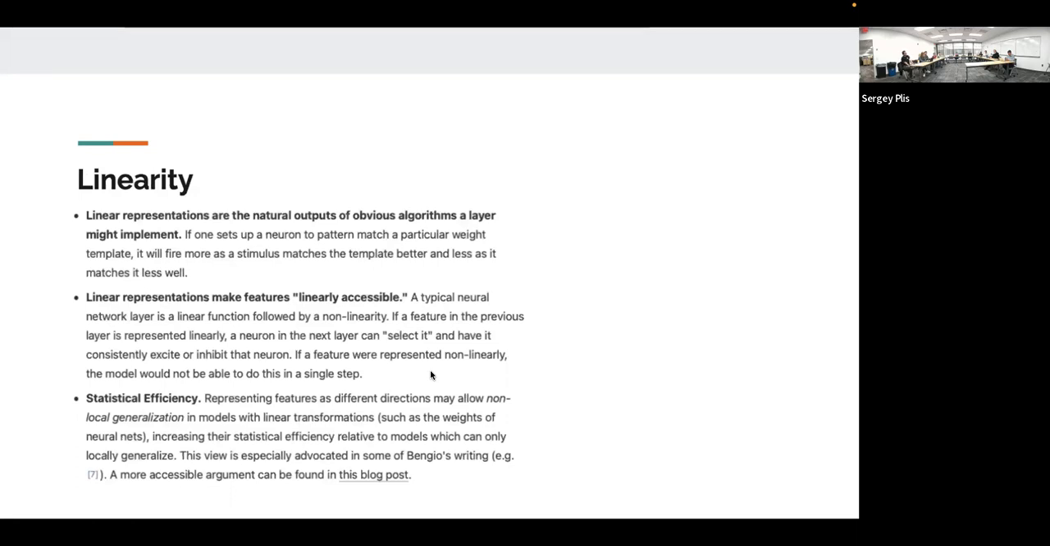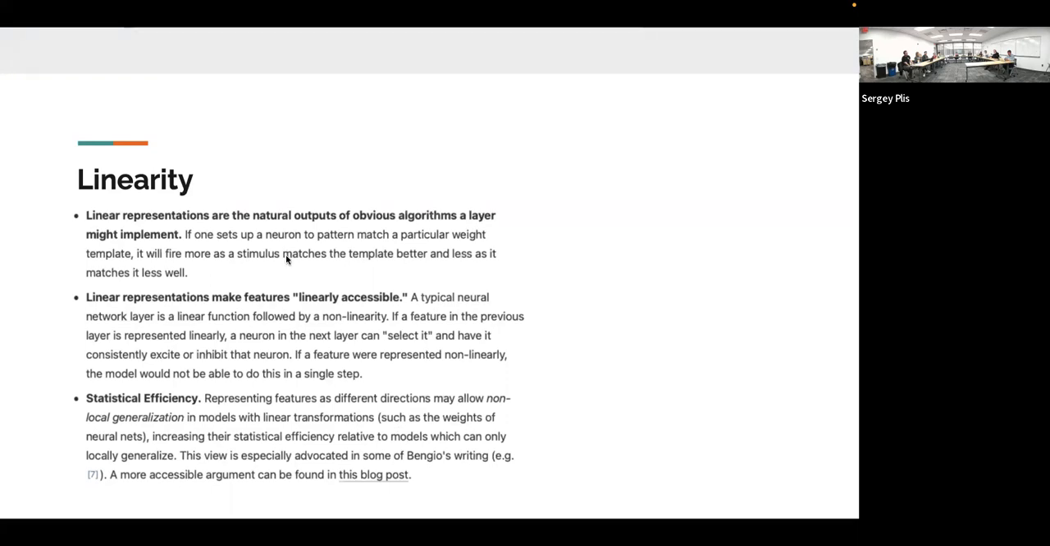And then they talk about linearity. So this is their definition of linearity and why it makes sense that the representations are linear. And here they talk about Bengio's writing, but I think they also kind of refer to his paper.